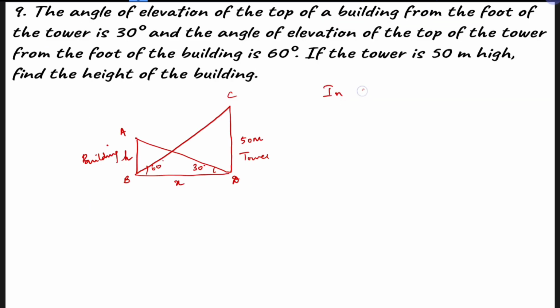Now, in triangle CDB, tan 60 is equal to CD by BD, which is root 3 is equal to 50 by X, which gives us X is equal to 50 by root 3. Let this be 1.